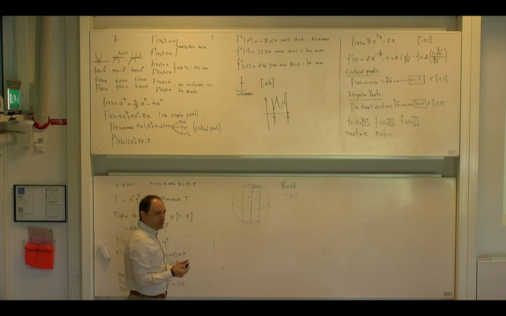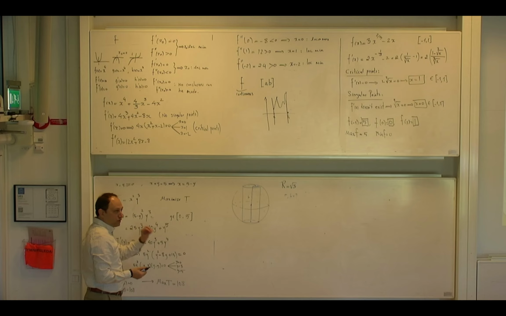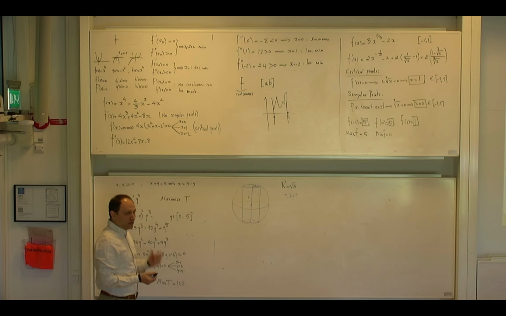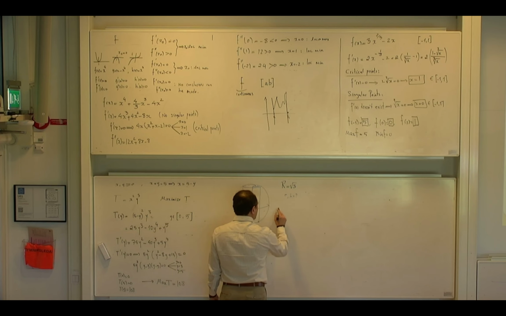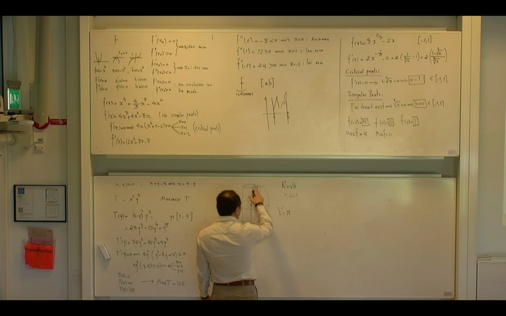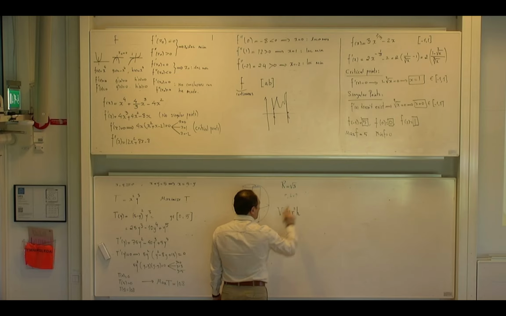So the first thing is that you shouldn't get confused. You have to write your target function. What is the quantity you want to maximize in this problem? What you want to optimize here is the volume. So you have to write a formula for the volume. Volume of the cylinder is what? Pi r squared times h.